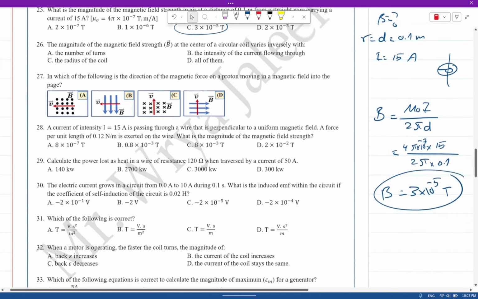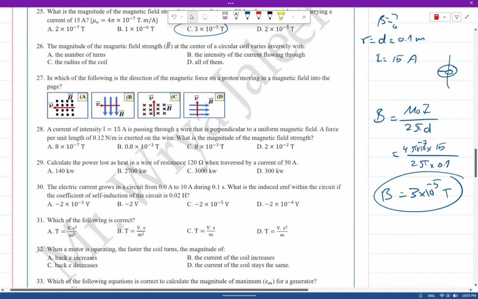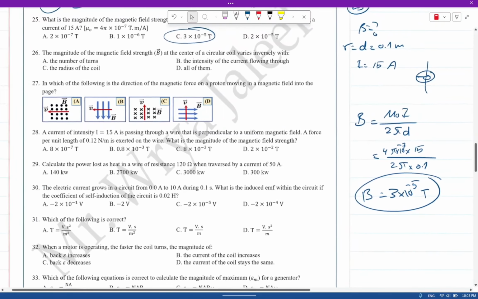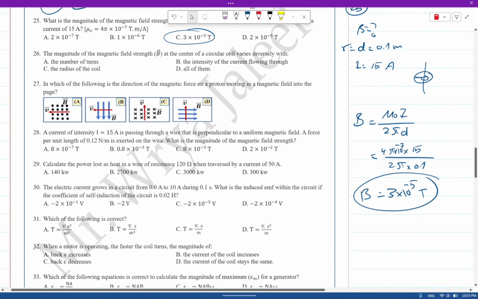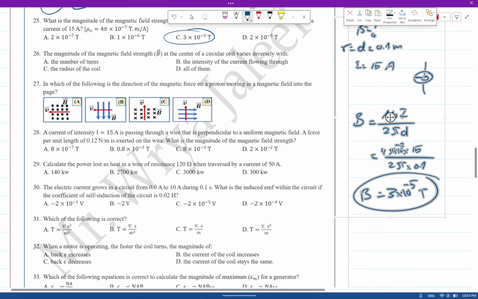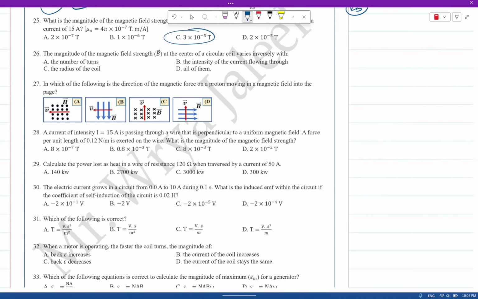All right. Question 26 says, the magnitude of the magnetic field strength at the center of a circular coil. Now this time we have a magnetic field strength at the center of a coil, but it says varies inversely. Okay, with what? Now in order to do this correctly, you can always write the equation here.